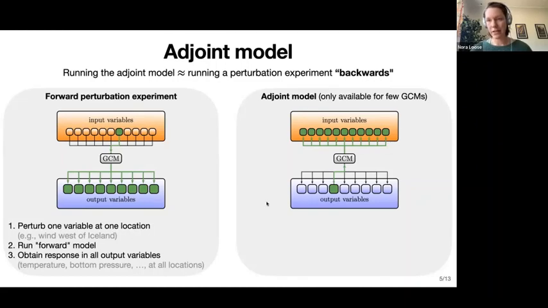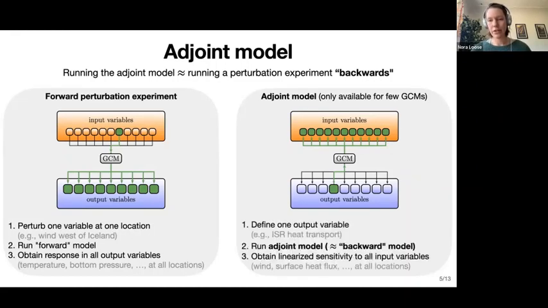An Adjoint model works the other way around. You tell the model which output variable you're interested in, for example, Iceland-Scotland Ridge heat transport. And you can only choose one such variable per Adjoint model run. Then you run your Adjoint model, which is essentially running your model backwards. And then you obtain the linearized sensitivities to all input variables. And these sensitivities tell you all possible causes that could lead to changes in Iceland-Scotland Ridge heat transport.